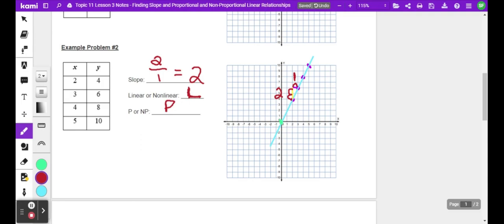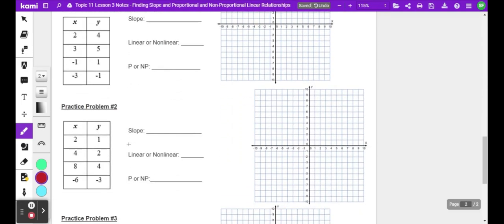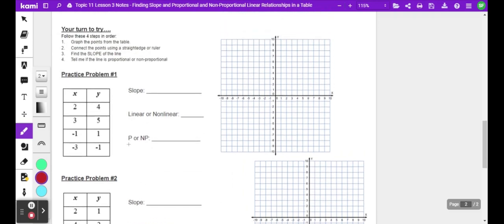I'd like you to go ahead and pause the video and try the practice problems down below. You're going to do the same thing. You're going to graph the points, draw the line, find the slope, tell me if it's linear or nonlinear, and then tell me if it is proportional or non-proportional. You can check back in a few seconds to see the results.